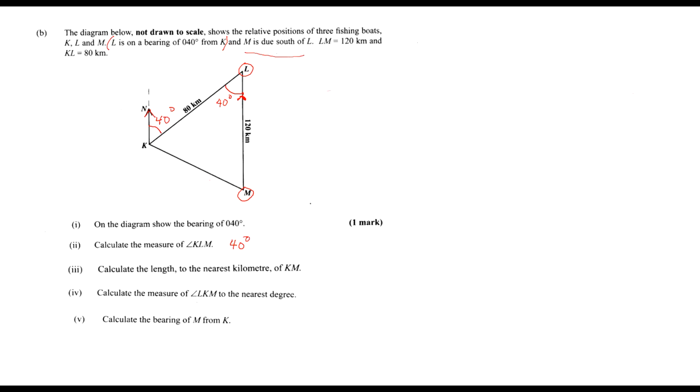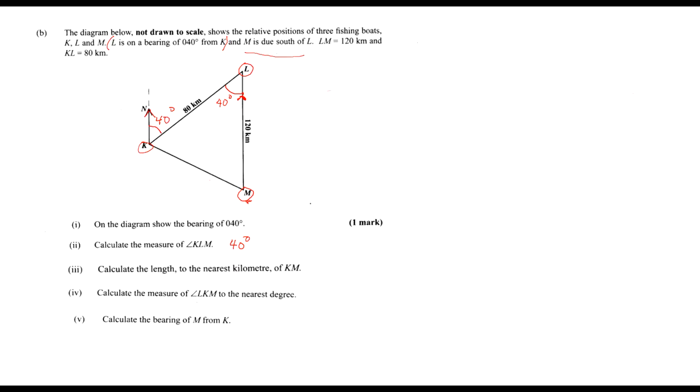And then they want to calculate the length to the nearest kilometer of KM, right? So this is K and this is M here. Now this is not a right angle triangle, so we either have to use the sine rule or the cosine rule. We use the cosine rule if we have three sides, no angles, or we have two sides and an angle that is between them. In this case, we have 80 kilometers and 120 kilometers, and we have the angle of 40 degrees between them. So therefore, I have to use the cosine rule to solve for KM.